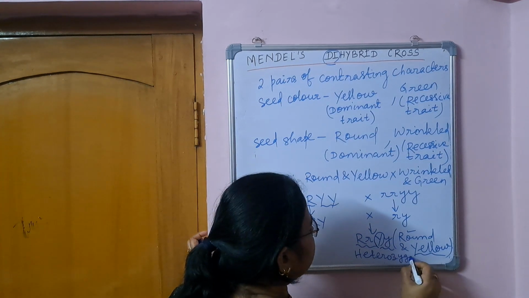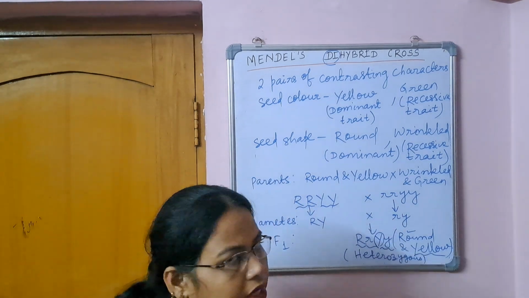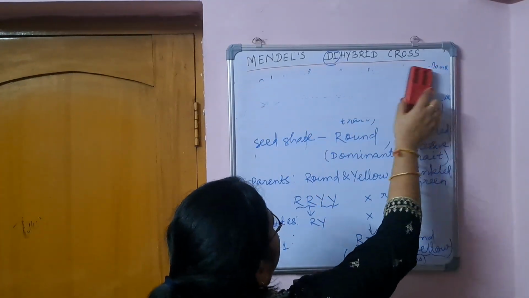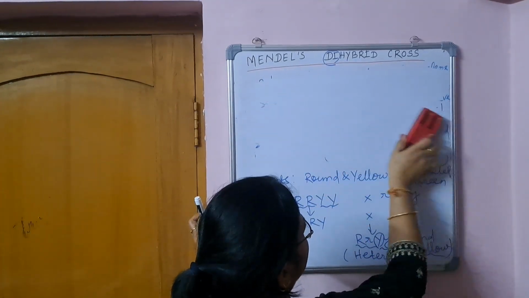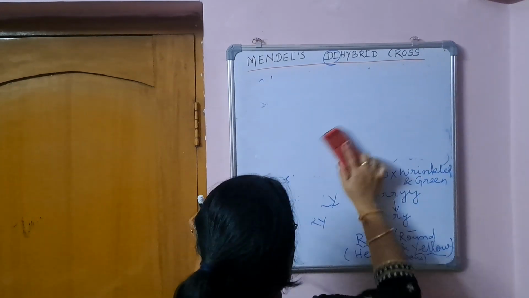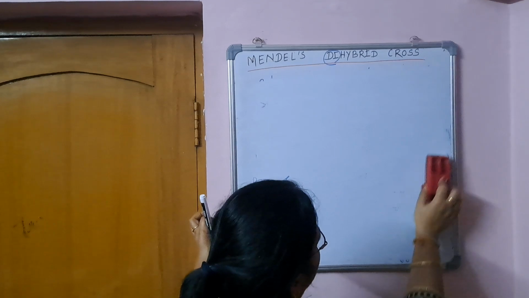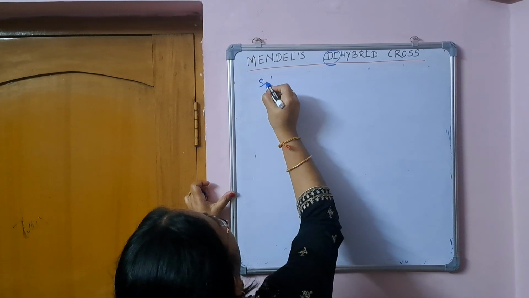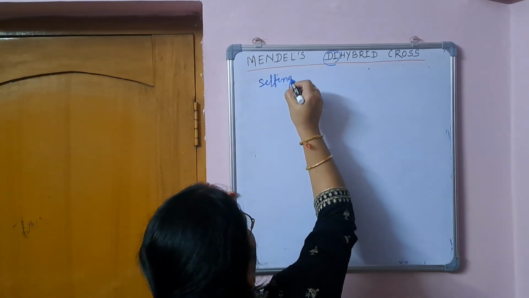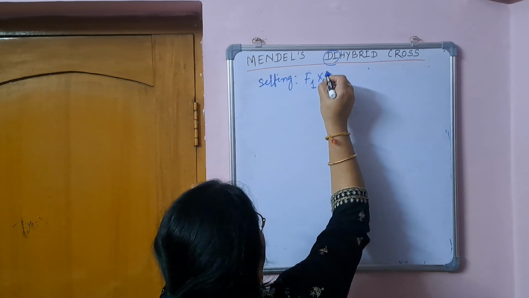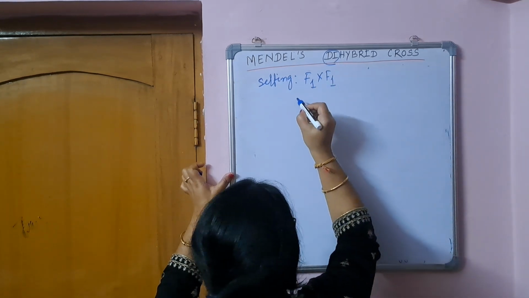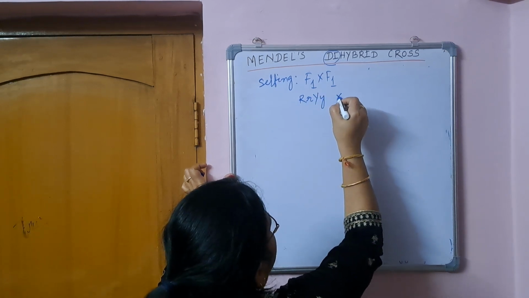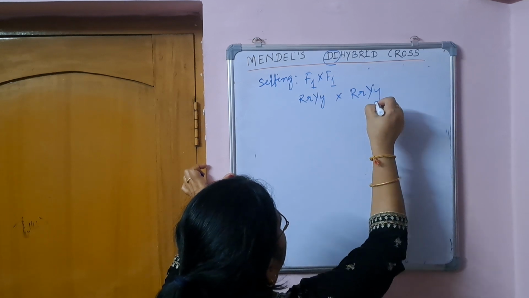Now let us take two of these heterozygous individuals for doing selfing. Whenever we do selfing, F1 will be crossed with F1. So now let us do this selfing. F1 crossed with F1: capital R, small r, capital Y, small y will be crossed with capital R, small r, capital Y, small y.